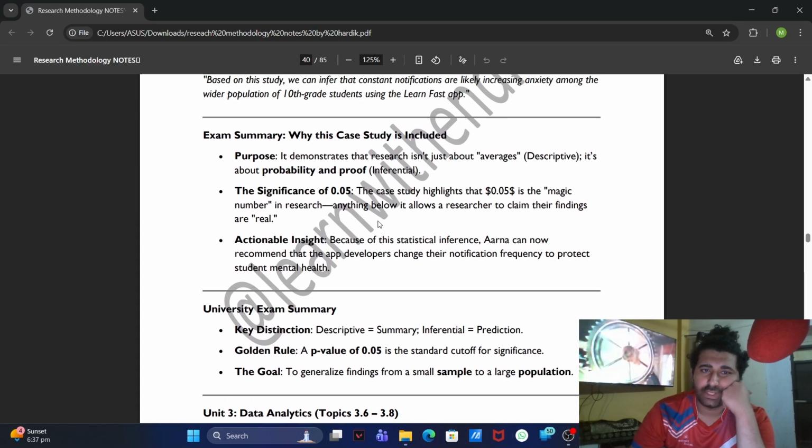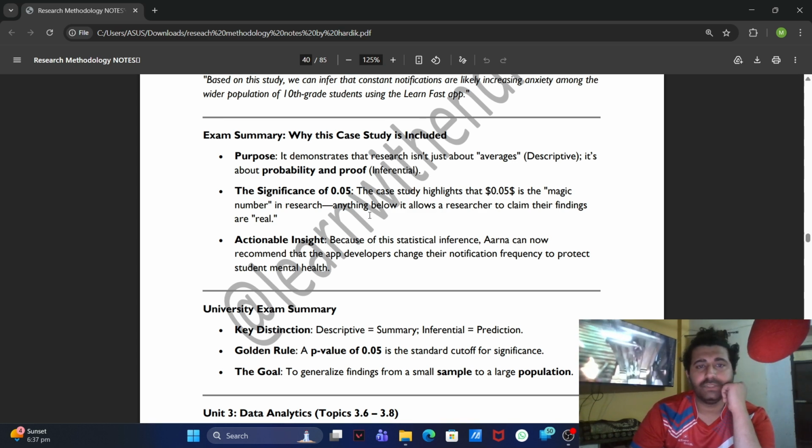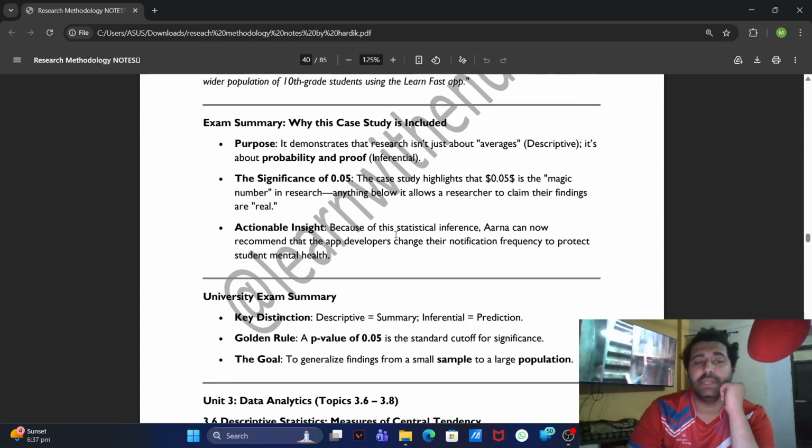Summary: why this case study is included. Purpose: it demonstrates that research isn't just about averages, which is descriptive. It's about probability and proof, which is inferential. The significance of 0.05: the case study highlights that 0.05 is a magic number in research. Anything below it allows the researcher to claim their findings are real, actionable insight. Because of this statistical inference, Anna can now recommend that the app developers change their notification frequency to protect students' mental health.